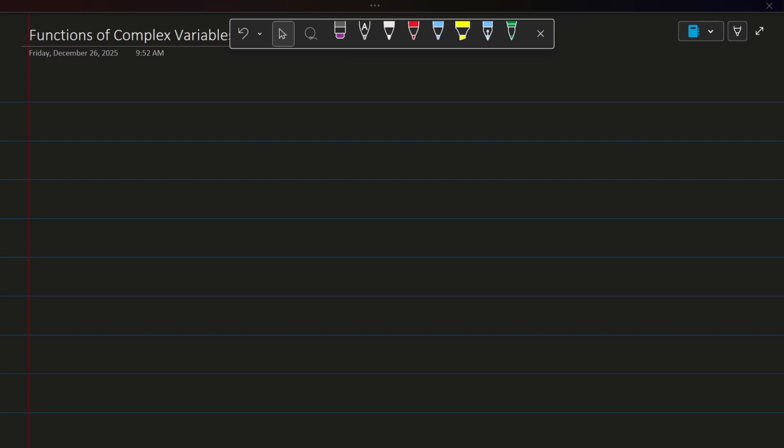So today on Foundational Mathematics, we're going to talk about the functions of complex variables, in which we are dealing with functions, but you are putting in complex variables, and then you get complex variables out.